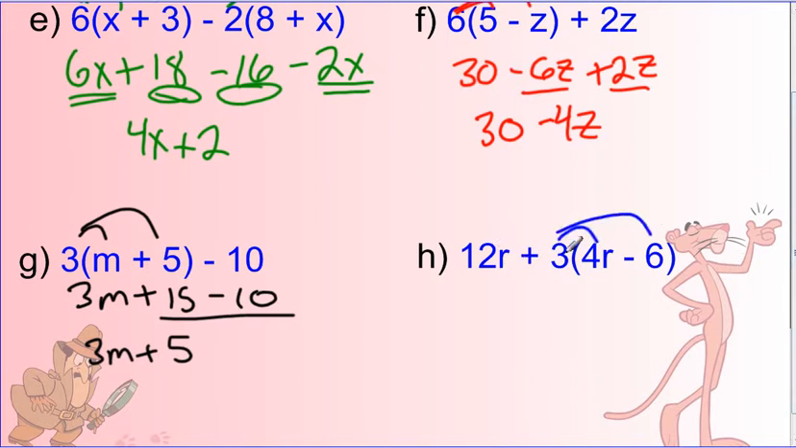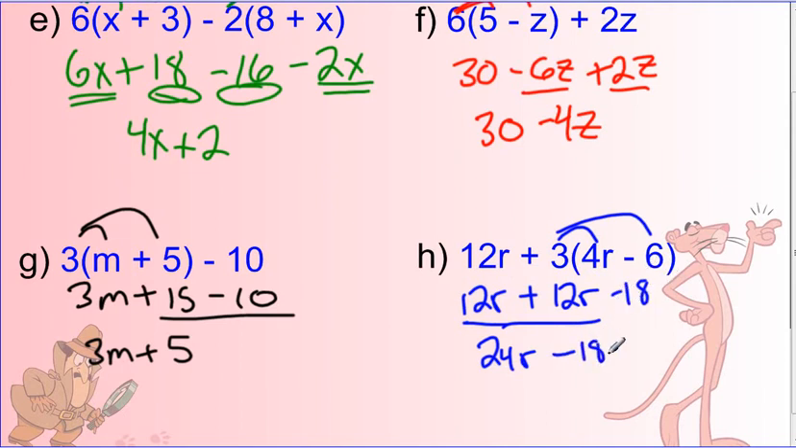This is being multiplied by those parentheses, so this gives us a 12r, and 3 times negative 6 is negative 18. And don't forget about this 12r out front. Like terms, 12r and 12r, they have the same variable, so you combine them together. 12 plus 12 is 24r, and this minus 18 doesn't have anything that's combining with it, so he just comes along for the ride. And we're done.